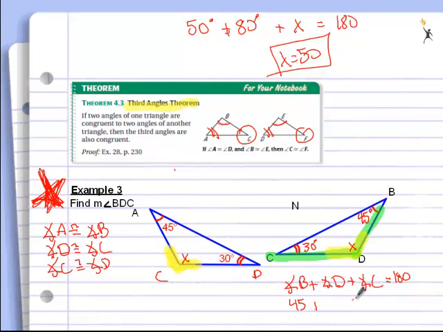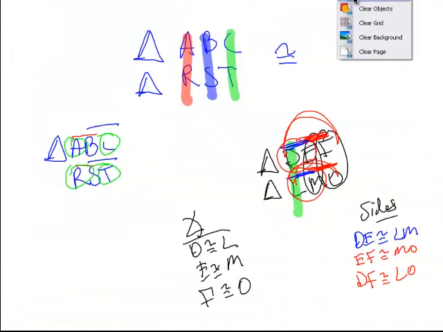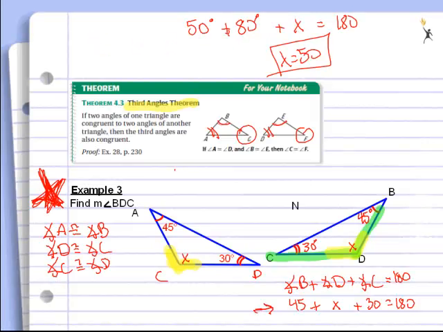Well, I know that angle B is 45. I know angle C is 30. And I'm going to use x to represent angle D. Now I can use my algebra here to solve this. So I'm going to go to another piece of paper. Make sure I wrote that down correct. Yep.